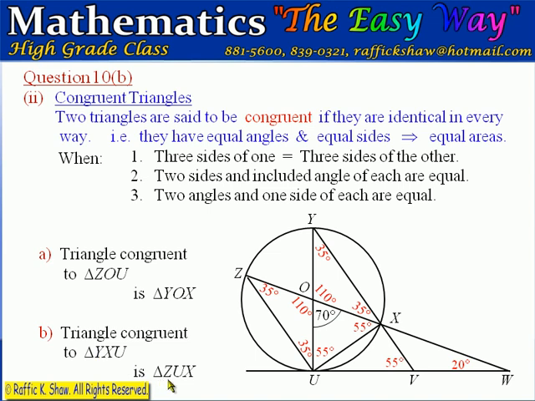Triangle ZUX is the triangle that is congruent to triangle YXU. And that is the answer for this part of the question, and that is the solution for question 10. And we'll do question 11 in our next video.